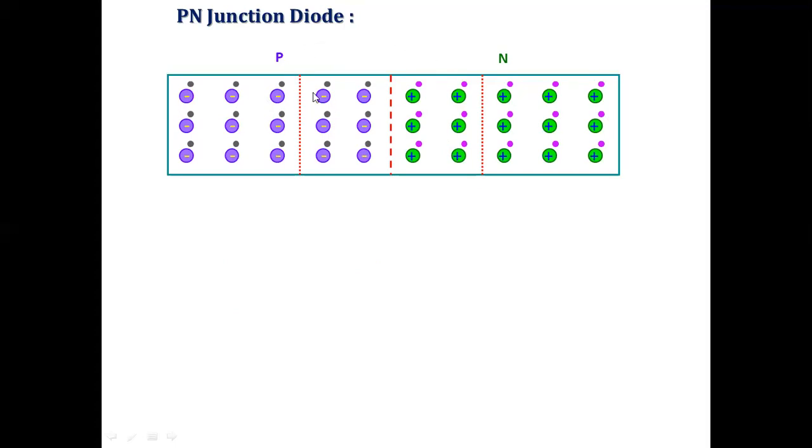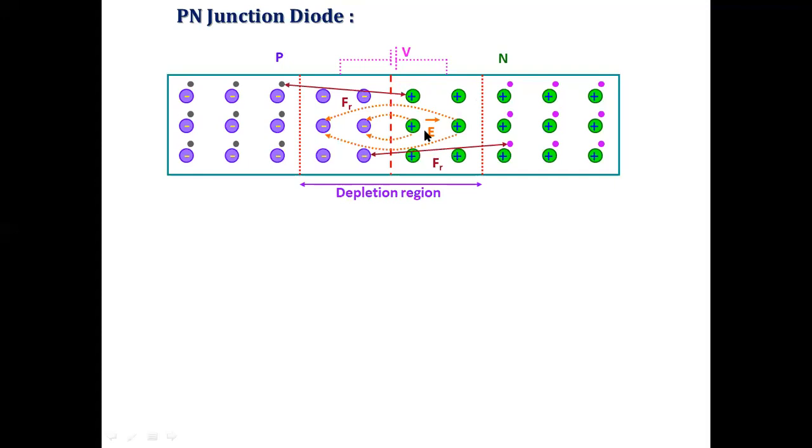By joining this one, we are going to use some alloys, and we are going to do the fabrication here. During this joining, what will happen? The holes and electrons will join together here, and an electrical field will be produced in the opposite direction, from negative to positive, in between the junction.